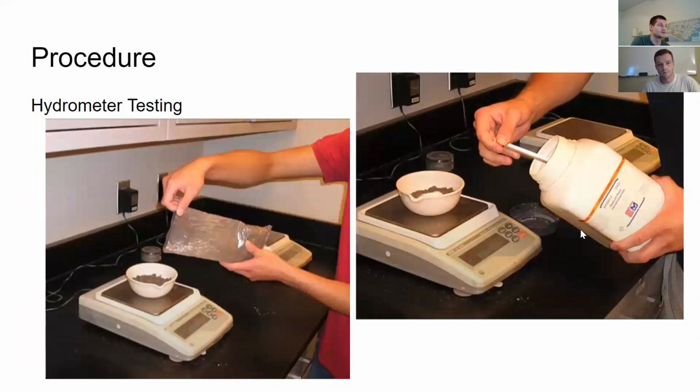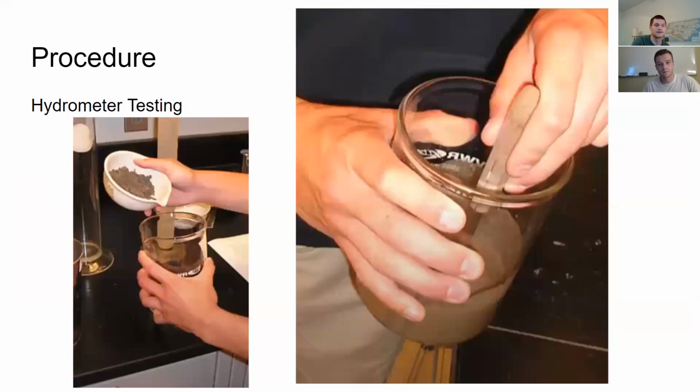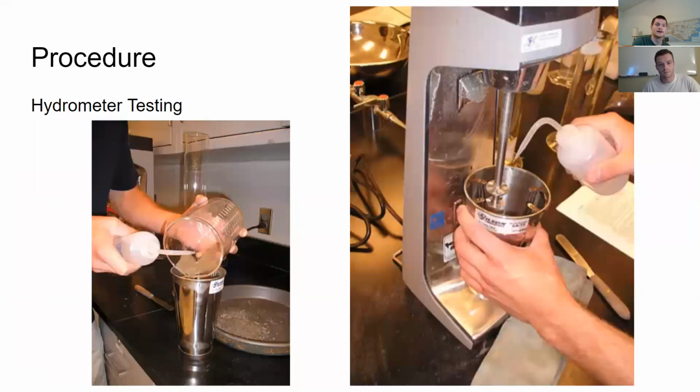The first step in the hydrometer testing procedure is to obtain at least a 60-gram sample of air-dried soil that has passed the number 10 sieve and place it in a 250 milliliter beaker. We then thoroughly mix 125 milliliters of sodium hexametaphosphate solution with the soil in the beaker. Next, we transfer the beaker contents into a dispersion cup, making sure to wash the entire sample into the cup. Disperse the sample for 1 minute using the mixer.